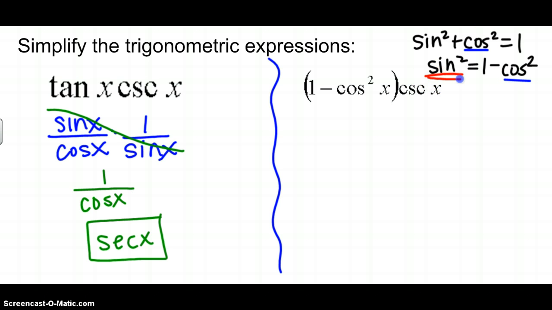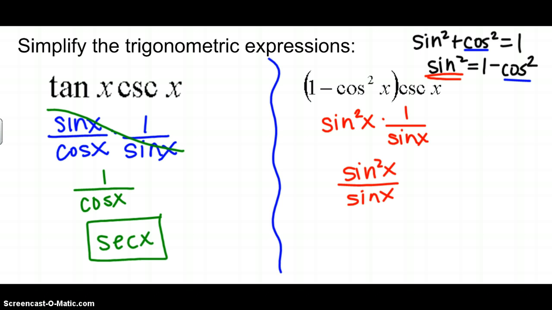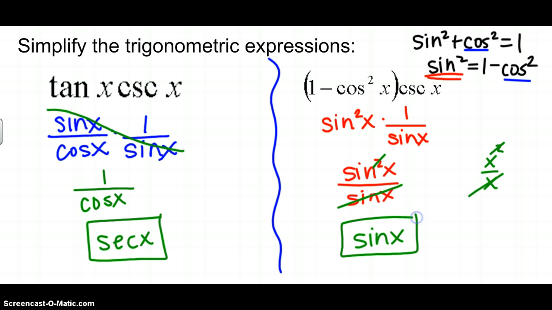Using this identity then, I can replace 1 minus cosine squared with a sine squared of x. Cosecant, I'm going to use its reciprocal identity, 1 over sine. So really I have sine squared over sine of x. And if you remember from our algebra connection, that's like having x squared over x. So one of these is going to cancel, and I'll be left with just x. So for us, one of our sines is going to cancel, and I will be left with just the sine of x. Sine of x is simpler than writing 1 minus cosine squared times cosecant.